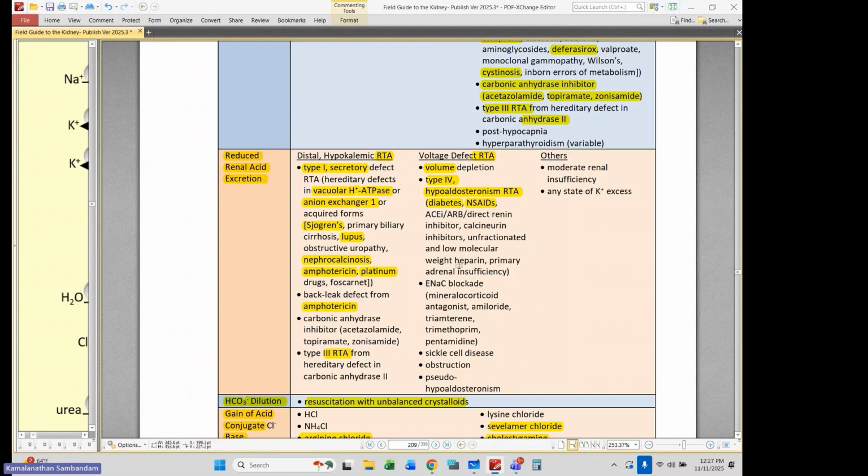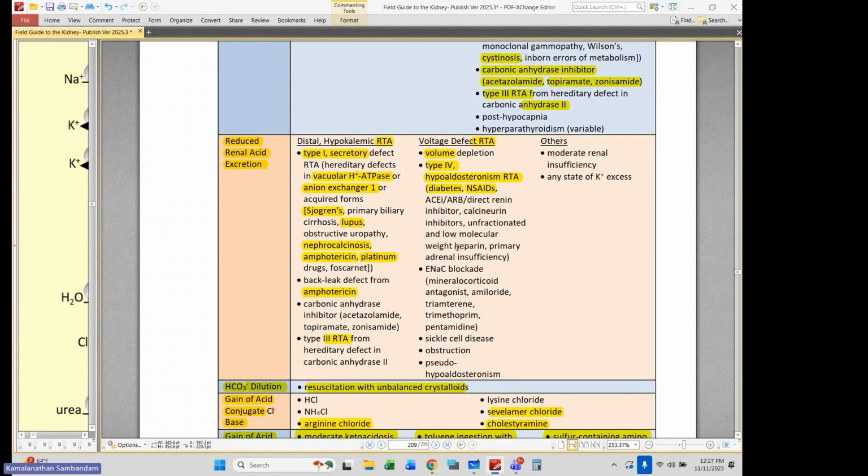Again, we'll talk a little bit more about those things when we get to the text. Calcineurin inhibitors can be thought of as a form of type 4 RTA. The aldosterone level with calcineurin inhibitors is variable. People have described low aldosterone levels, non-suppressed aldosterone levels. That's less consistent, so please don't anchor around you have to see hypoaldosteronism with calcineurin inhibitor-induced metabolic acidosis. Low molecular weight heparin is another example we'll talk about where I'm inhibiting aldosterone synthase.